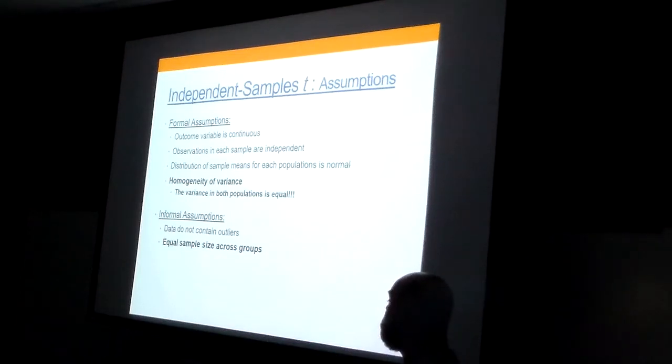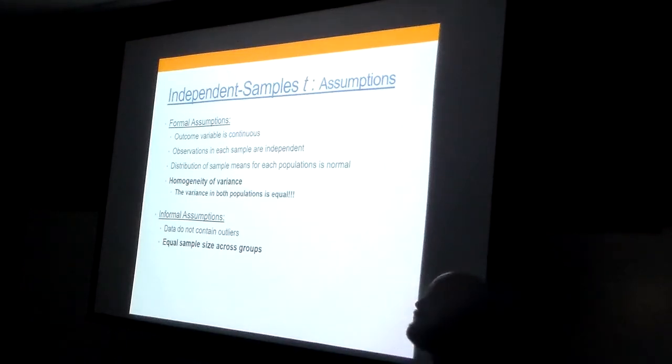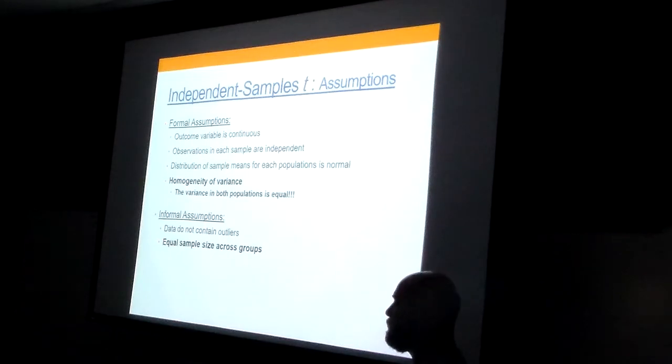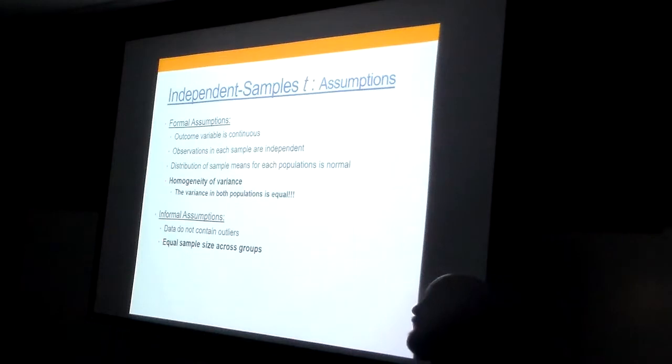Okay. Informal assumptions: our data don't contain outliers. Again, that's not new. But second, it's not a formal assumption, but it should be that we have relatively equal sample sizes across groups. Now, if you're off by a person or two, it's probably not a big deal. And if you're off by 10 people and you've got 100 people in sample 1 and 90 people in sample 2, that's probably not a big deal, right? But our statistical proceedings are assuming that you've got relatively equal samples in both groups.